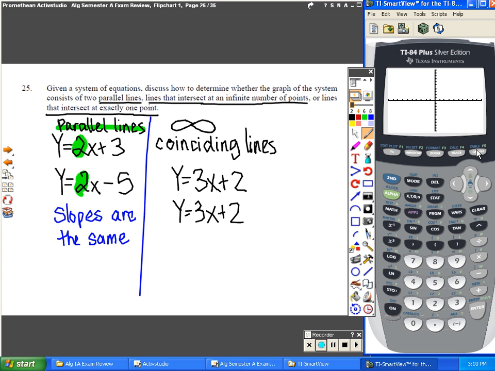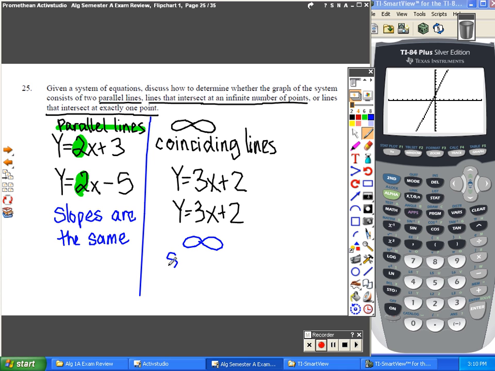And when you graph them, what you'll find is that one line graphs and then the other line actually graphs right over top of it. So the answer is these have an infinite number of points in common because they are the same line. And they're the same line because they have the same slope and they have the same y-intercept.